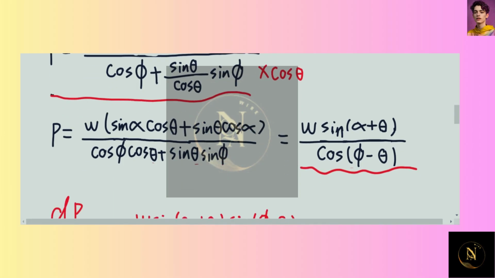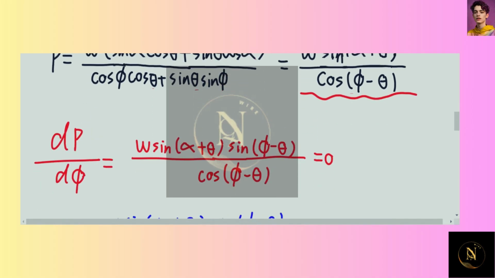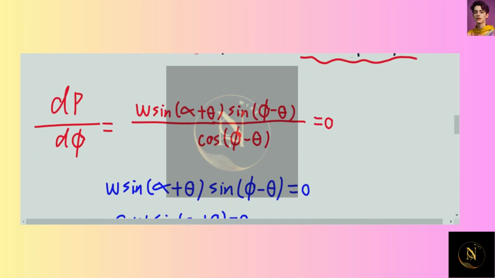So now, in order to determine the angle phi, we need to differentiate the force P equation on both sides, with respect to angle phi. That's how we determine the angle phi. So we have dP over d phi is equal to W sine (alpha plus theta) times sine (phi minus theta) over cosine squared (phi minus theta), which is equal to 0.